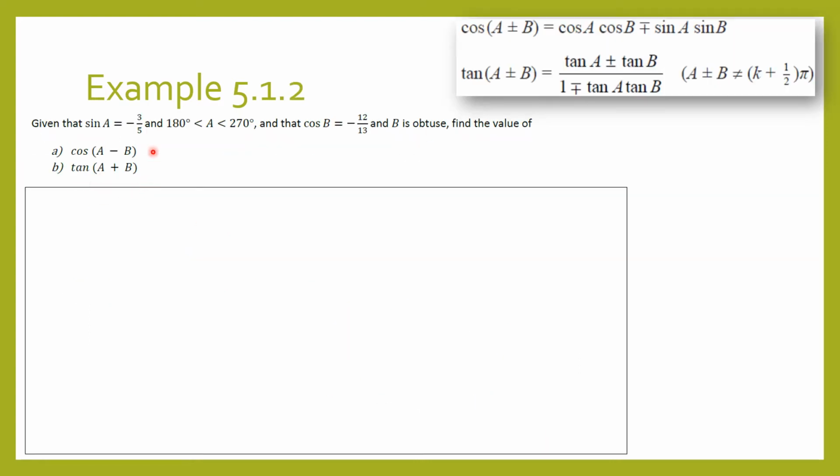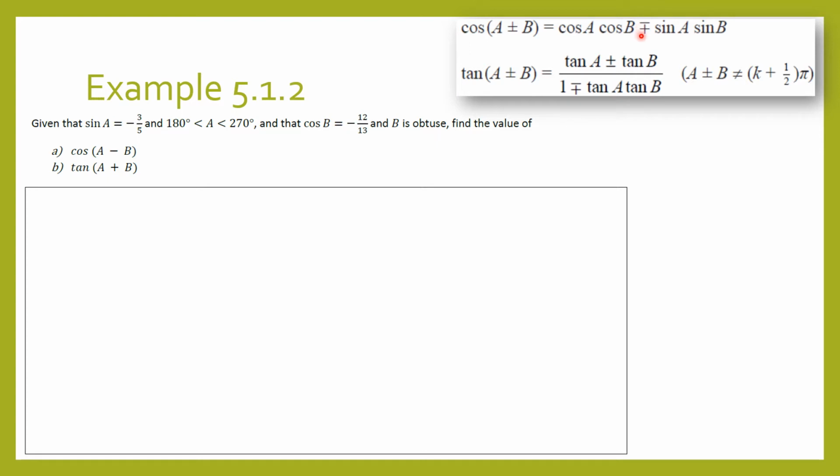Make sure you have read this example before we start working through it. Part A, we're going to find the value of cos of A take away B. So looking at the formulae, cos of A take away B. Take away is the lower symbol here. So the next time we get an option, we also want the lower symbol.